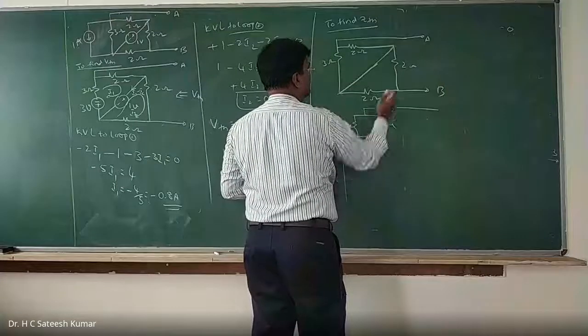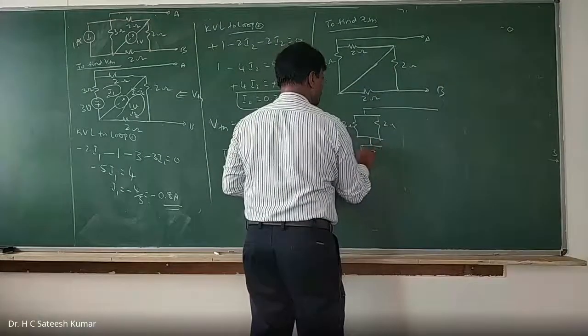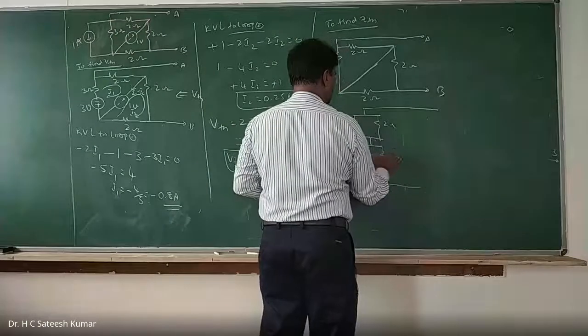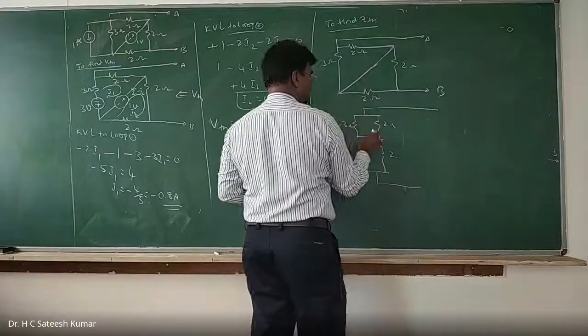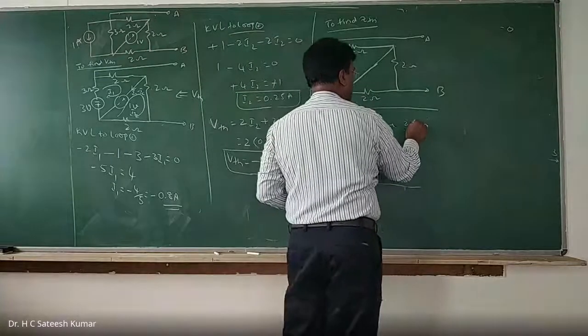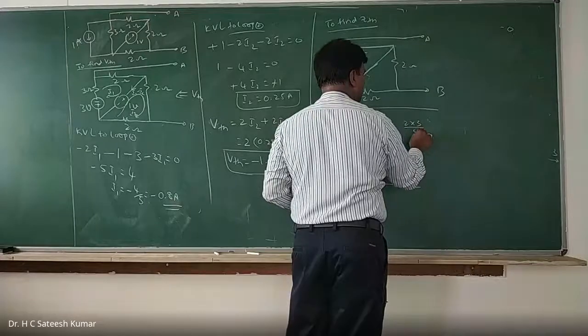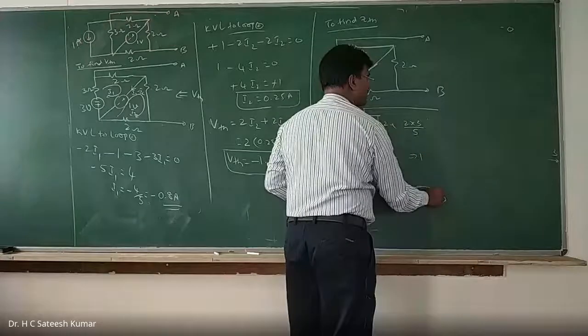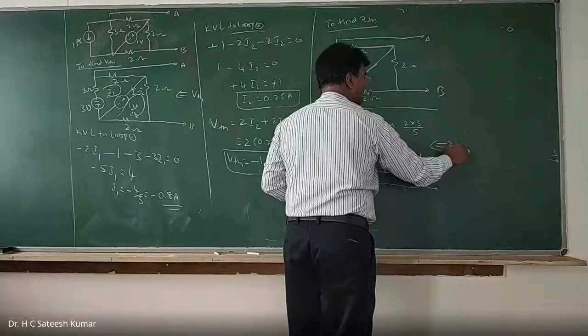Next one, these two are parallel. This is 2, this is 2. This is shorted. That is what we have shown here. Now, 2 parallel with 3 divided by 2 plus 3 is 5. 2 parallel with 2 is what? 1. So therefore, this is your ZTH.